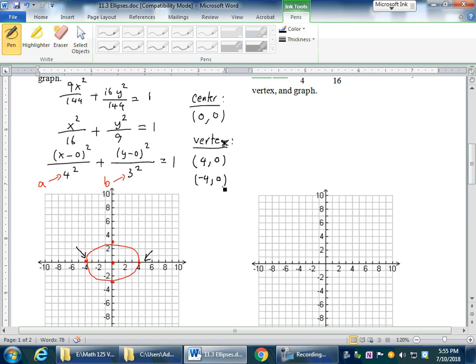So it's very important that you remember the standard form, because the standard form will help you to do everything. Graphing, vertex, center. Good. So let's take a look at our next one.